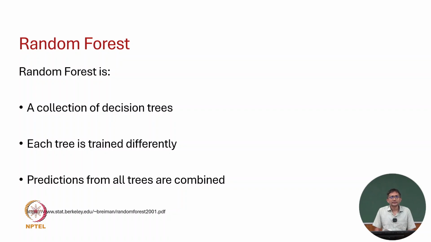And here comes random forest, which is a collection of decision trees. We said that a single decision tree might be overfitting on our training data. So that's why we are saying, why not take a collection of decision trees. A very important point to note is that each tree is to be trained differently.